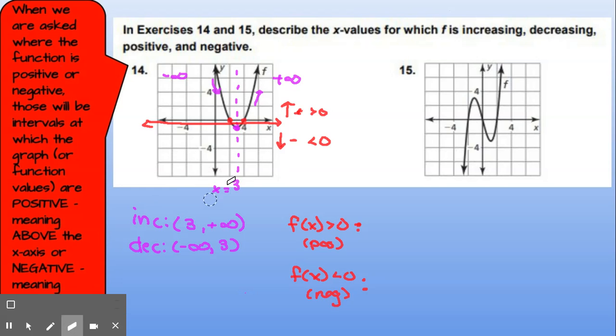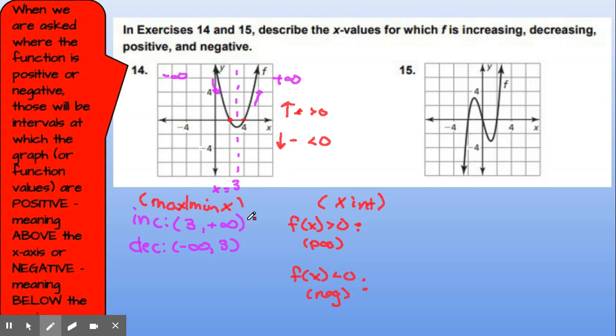So I'm going to erase this line I drew over the axis right now. So I need to know my x-intercepts for this piece. So for positive and negative, you need your x-intercepts. For increasing and decreasing, you need to know your max or min x value. Okay, so we just keep that in mind. So my x-intercepts look like they're a 2 and a 4. All right, this one's 2. We know that one's 4.